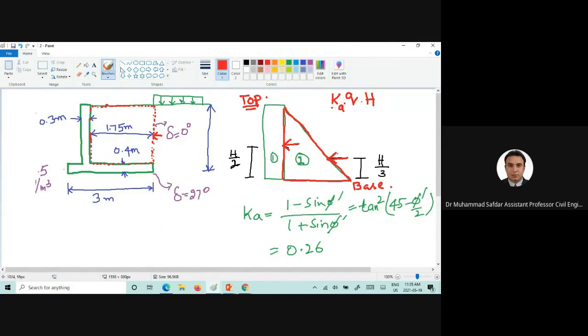Now in order to find out the Ka, which is the lateral pressure coefficient in active condition, please kindly note down this equation: 1 minus sine phi prime over 1 plus sine phi prime, or we can also find the square of the tangent of (45 minus phi prime divided by 2), and we will come up with the Ka value of 0.26.